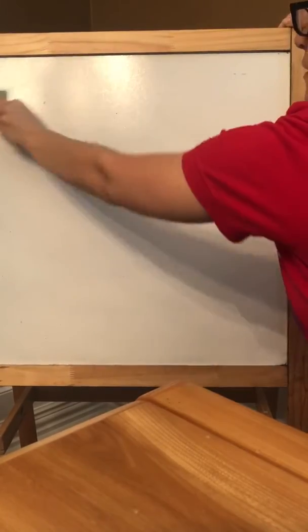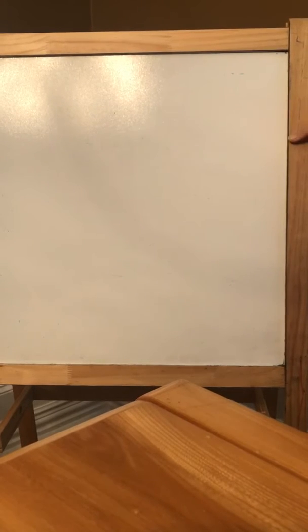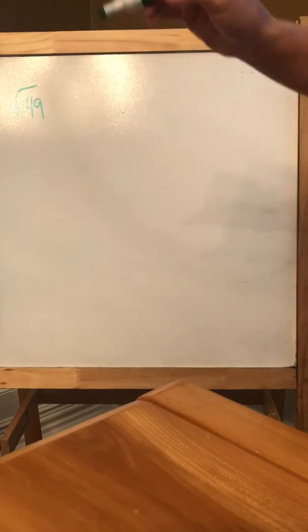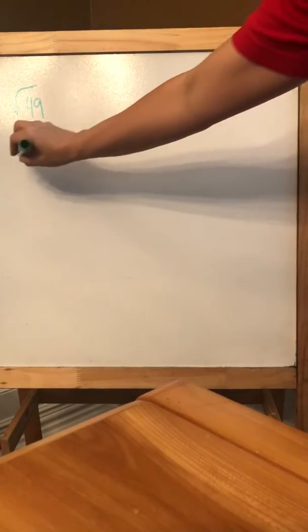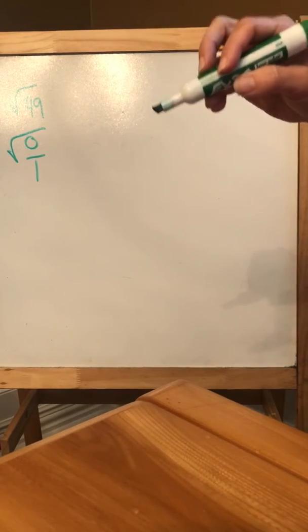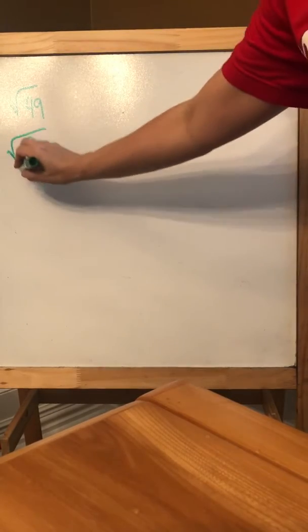Okay, so let's now do some example problems. I want you to try these example problems. We have the square root of 49 and the square root of 0 over 1. The square root is over the whole thing, sorry.